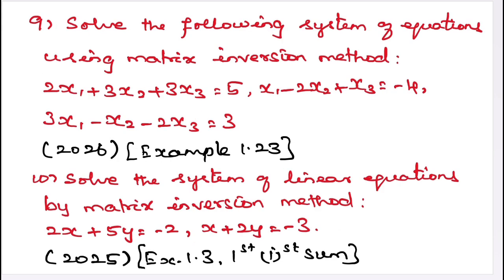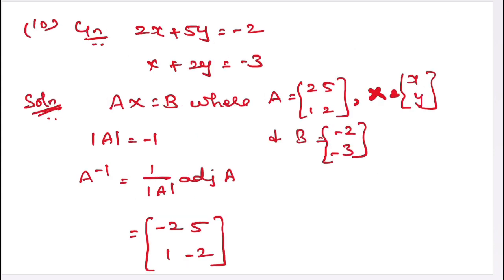Solve the system of linear equations by the matrix inversion method. 2x plus 5y is equal to minus 2, x plus 2y is equal to minus 3. This question was asked in 2025. It is exercise 1.3, first sum. Same as the previous problem. Write the equations in matrix form Ax is equal to B and find the determinant of A.